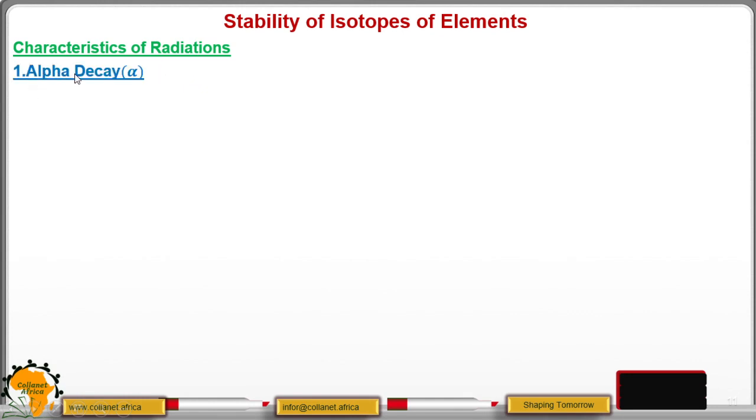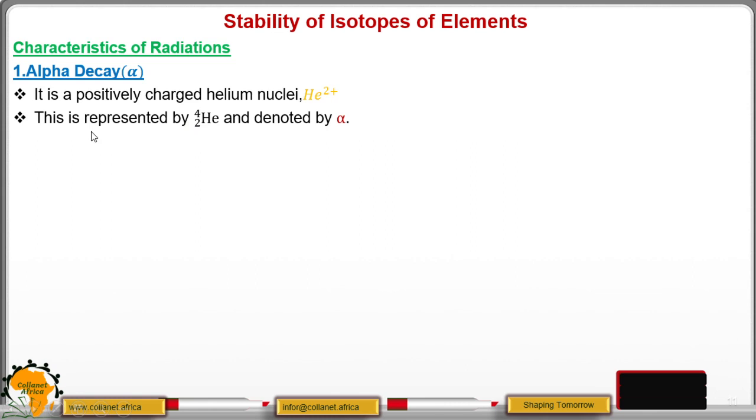One, we start with alpha decay or the alpha particle. This one is positively charged. In other words, it is represented by a helium, this one. And as you can see, it has a charge of 2 positive. Then number 2, we have said that it is represented by helium and it is denoted by alpha. This is a Greek letter that is called alpha. Now this alpha particle has an electrical charge of 2 positive. As you can see, it is positively charged.